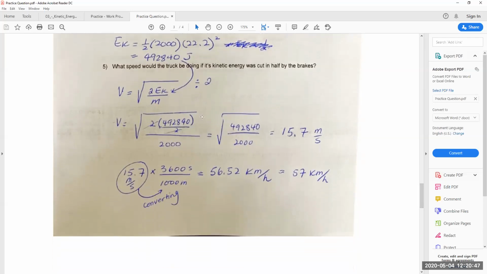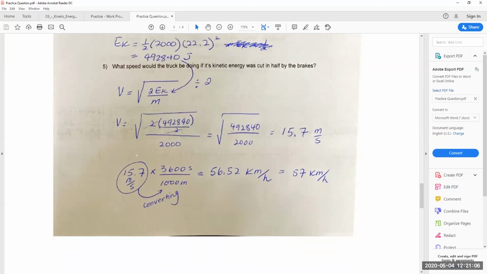So it's a square root of everything. Be careful that the whole 2EK divided by mass is under the radical, right? You have to calculate the square root of the entire thing. Don't leave m outside. This whole thing goes under the square root.